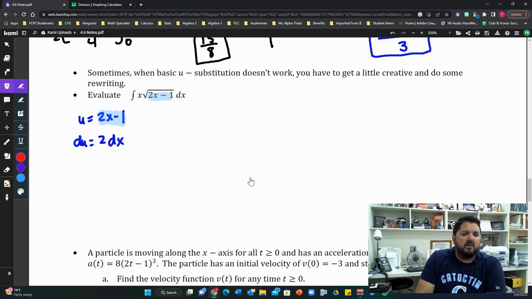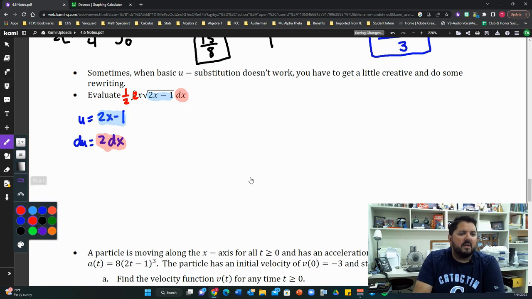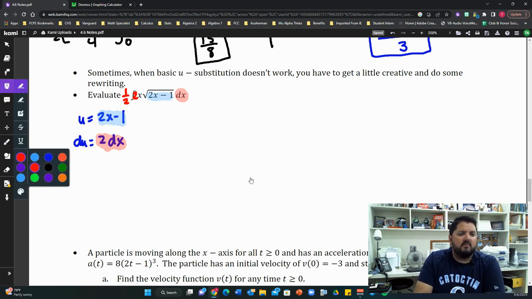And then for my du, I need a 2 and a dx. Well, I have the dx. I don't have the 2. So I can fix that, though. We know how to do that now. I can multiply by 2 inside the integral, but that means I have to multiply by 1/2 out in front. So now I have what I need for my du, but the issue becomes we have something extra.